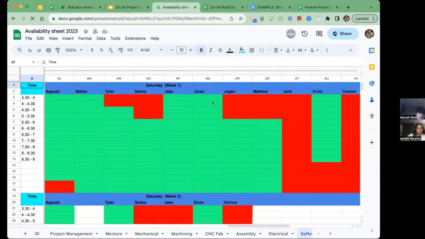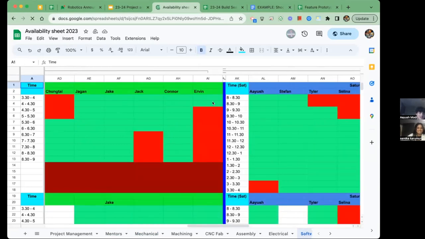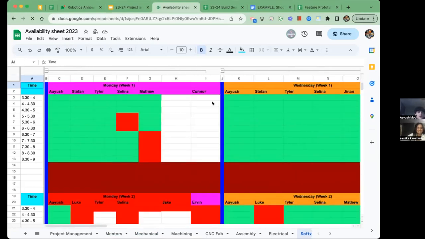Going back to Monday, if we take a look at Matthew in week one, the green signifies when he's available, and the red from 6:30 to 9 signifies when he's not available. So if a lead or FPM needed Matthew's help during these times or during the day, they can see when they can use Matthew and when Matthew will not be available. Again, this is a tool that we hope will help during the build season when it comes to planning design meetings or planning other events.